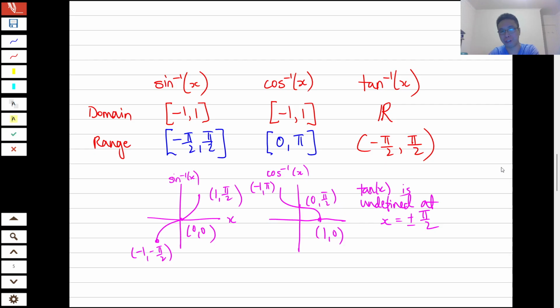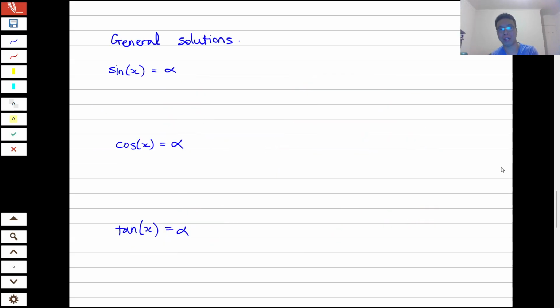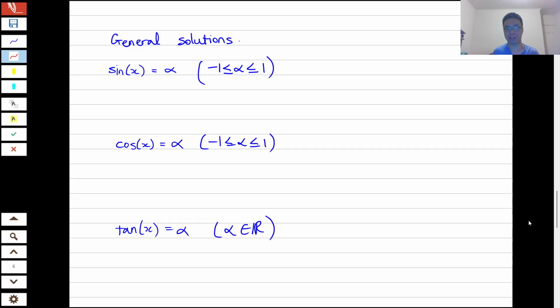And now that I have suitably defined inverse sine, inverse cosine, and inverse tan, I'm now in a position to write general solutions for sine, cos, and tan equals some number alpha, where in the first instance, alpha is between -1 and 1 for cosine and sine, and of course for tan, alpha could be any number. So what are the general solutions?